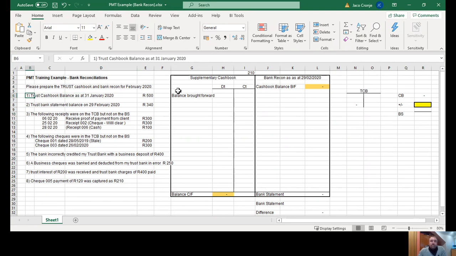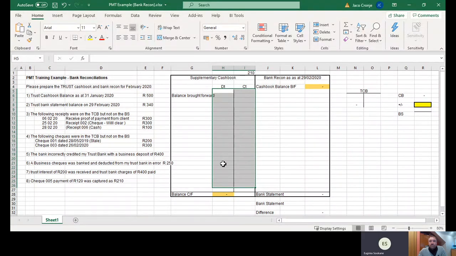My first transaction, so just to explain what I've done here, this is my supplementary cash book. So this is in effect a T account. It's got a debit side and a credit side. I'm going to enter all of the details on the left-hand side here, and then you will be able to see whether it's a debit or a credit. Okay, so let's look at the first one.